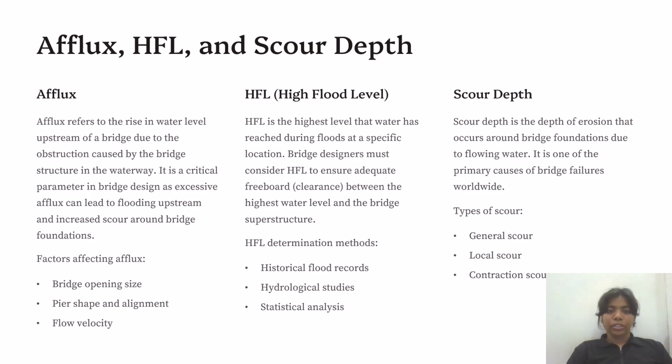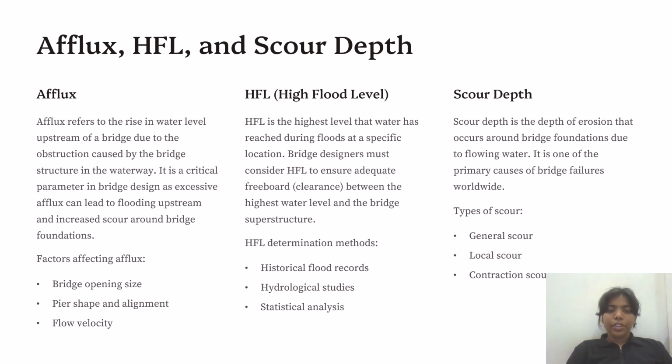abutments, and foundation. As the span length increases, the cost of the superstructure generally increases, while the number of piers required for a given total length decreases, potentially reducing the substructure cost. The economical span is found by balancing these costs.